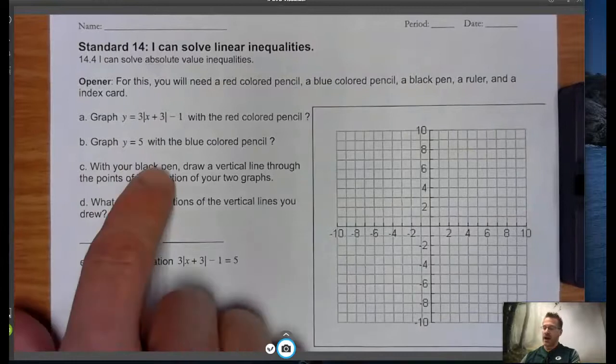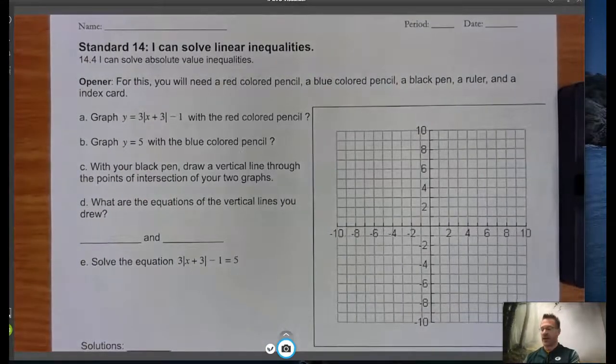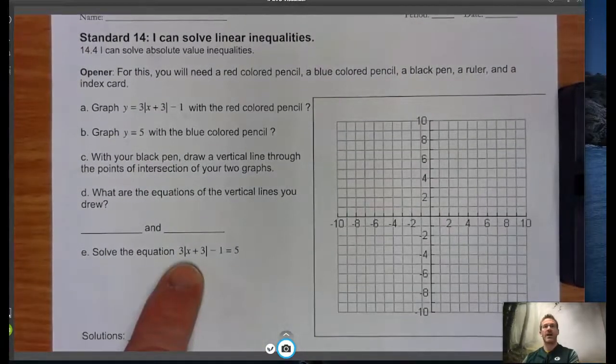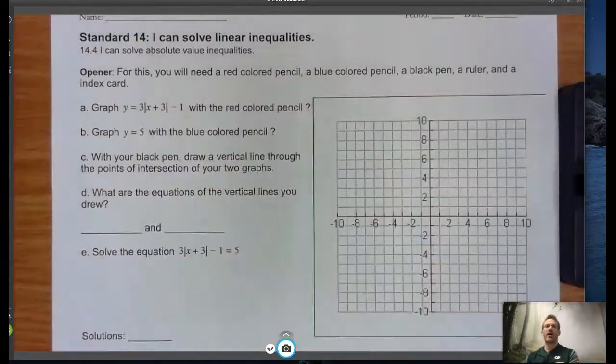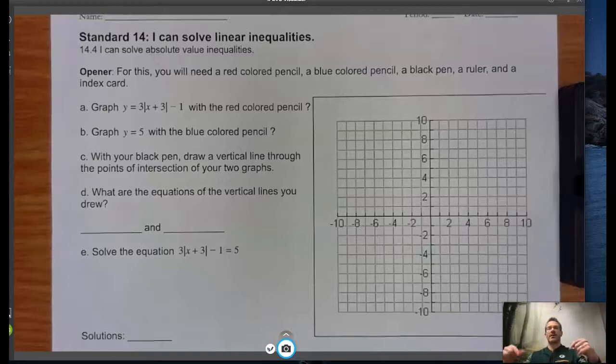Answer those questions here on C and D, and then I want you to solve this absolute value equation, and then we're going to talk about how that all connects as a whole, and how we get that and relate that to inequality. So go ahead and pause the video, do parts A to E, turn that video back on, and we'll see how you did.